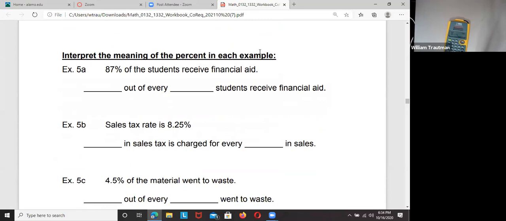Let's interpret what we have here. 87% of the students receive financial aid. That means 87 out of every 100. 87% is 87 out of 100.